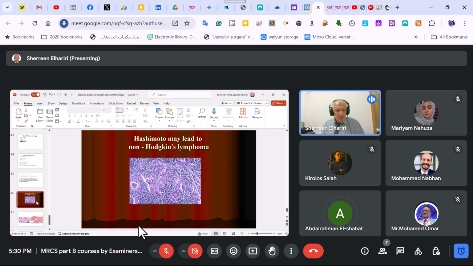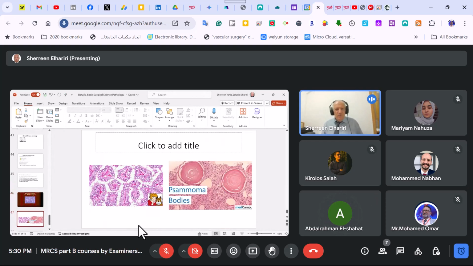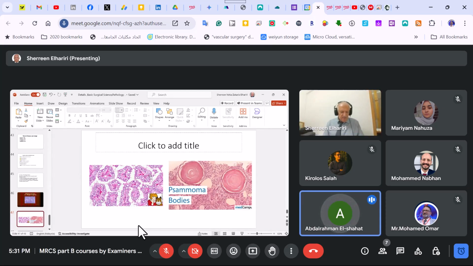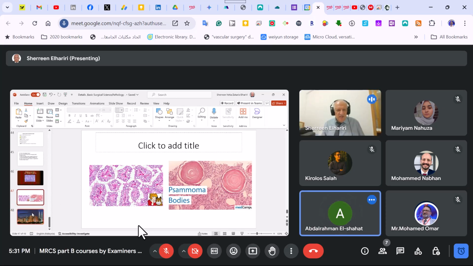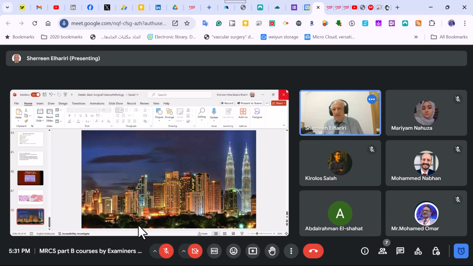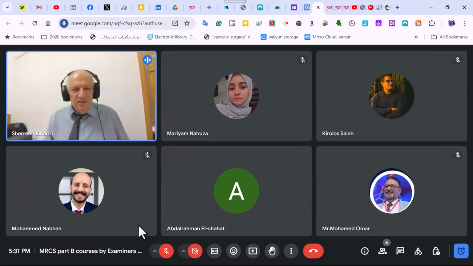Okay, this is Hashimoto, but we show you this picture. This is a picture of one of the thyroid tumors. What could it be? Papillary carcinoma, because of the empty nucleus and microcalcification. Microcalcification we call Psammoma bodies, and the empty nucleus we call Orphan Annie or empty nucleus. Okay, Orphan Annie.